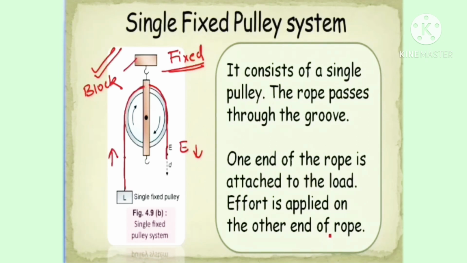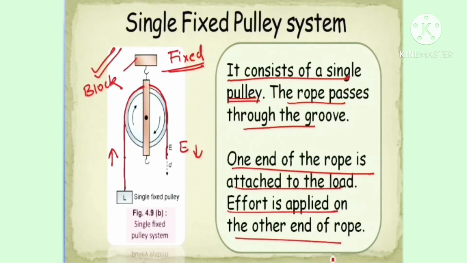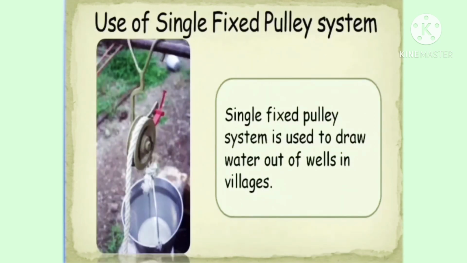So how does a single fixed pulley work? It consists of a single pulley. As we see here, the rope passes through the groove. One end of the rope is attached to the load, and effort is applied on the other end of the rope. So the rope going over the pulley has the effort applied on one end, and the load is kept on the other end.